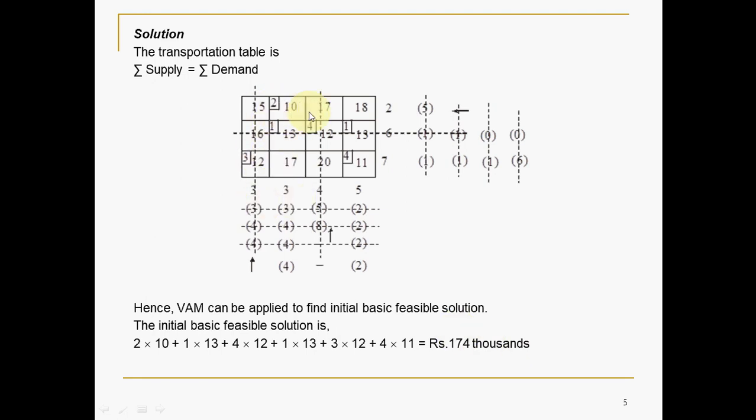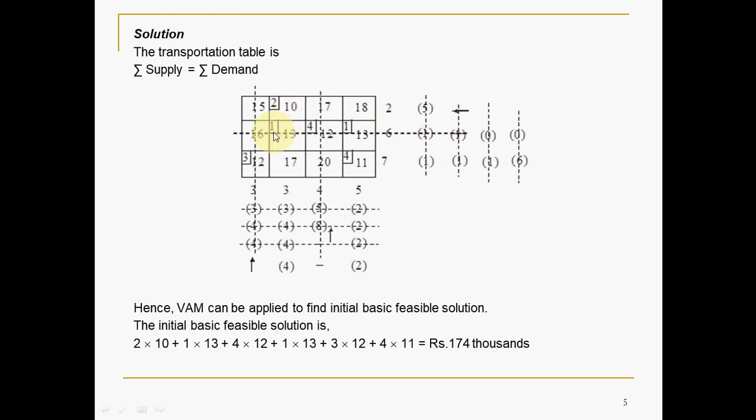For example, the first one: the difference between least and next least, 10 and the next least 15, is 5. Here the least are 13 and 12, the difference is 1, and so on. You have continued for the rows and columns. Out of all these differences, the highest difference is 5. 5 exists here as well as here, but if you take this direction, the least element was 12, whereas in this direction the least element is 10. Hence we preferred this, and we have continued the process.